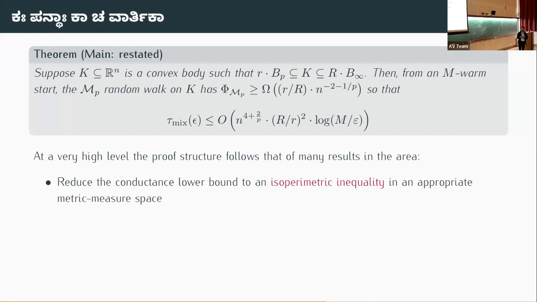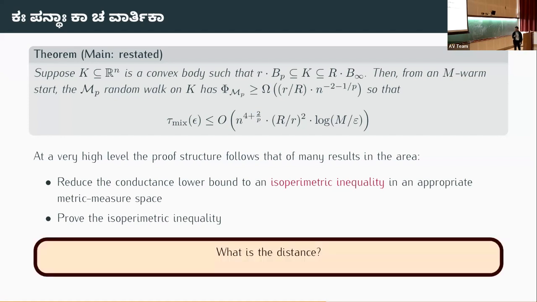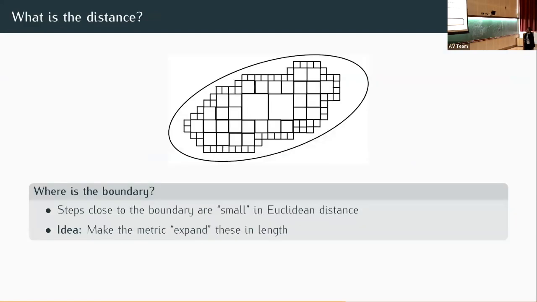So at a very high level, the proof structure will follow the structure of many other results in the area, which is to reduce the conductance lower bound to some actual geometric isoperimetric inequality in some appropriate metric measure space, and to prove that isoperimetric inequality. So the question, because I said metric measure space, is what's the distance and what is the measure? The measure is clear, it should be the uniform measure on the body, but what's the distance? This is one of the new things that was needed for doing this. So here is the intuition for what the distance should be.